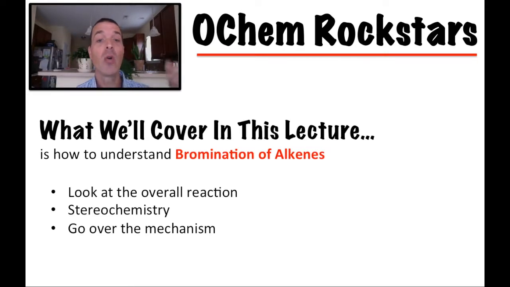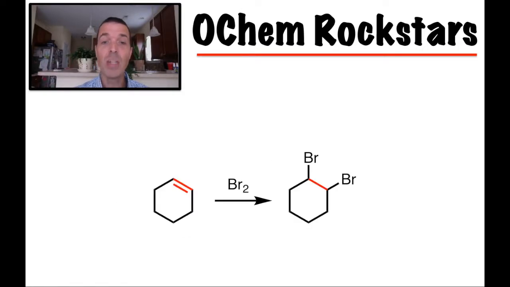All right, so we're going to be talking about bromination of alkenes, and essentially this is the basic thing that we're going to be going over for every single reaction we go over. We're going to look at the overall reaction. We're going to talk about stereochemistry, if there is any; in some cases there won't be any. And the last thing is we're going to go over the mechanism, all right? So let's go ahead and take a look. So the basic reaction of the alkene with the bromine will give us this product right here.